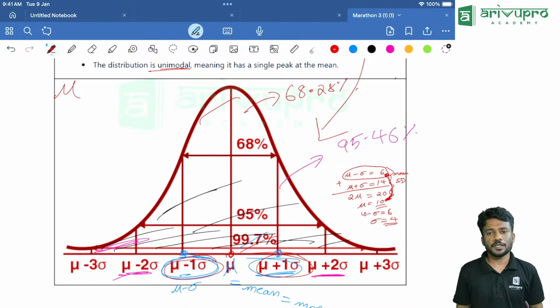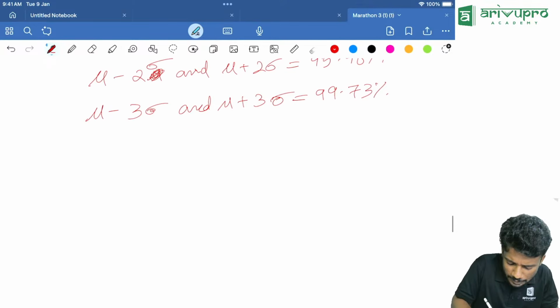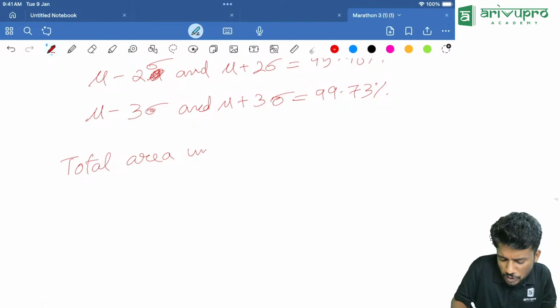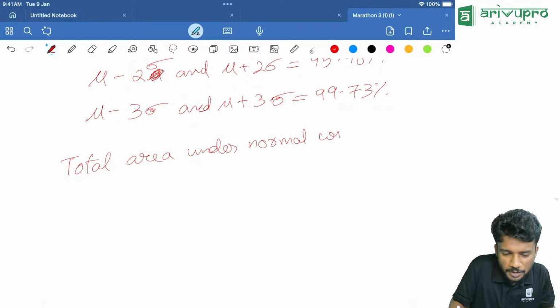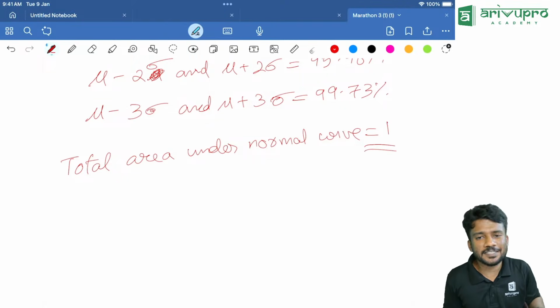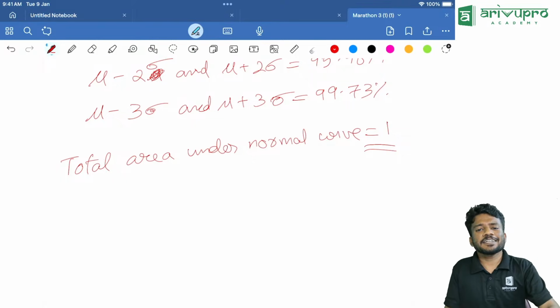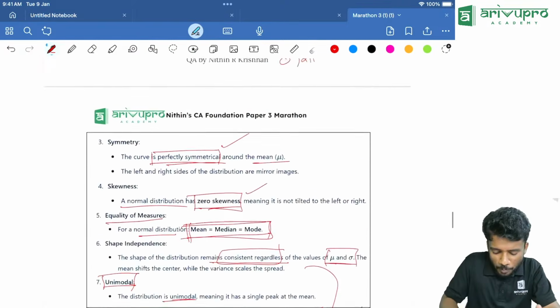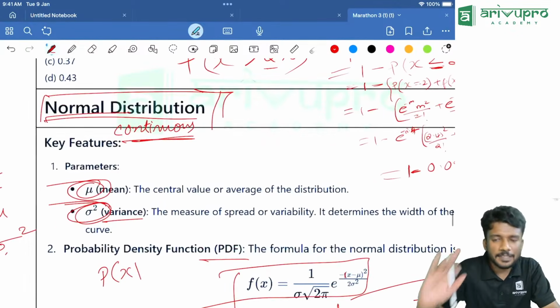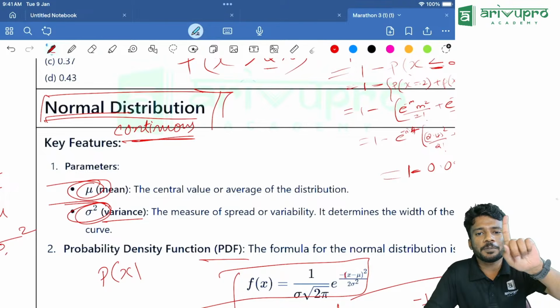Now people, what is the total area under the normal curve? You know that, which is equal to 1. Total area is 1. What are we discussing at the end of the day? We are talking about probability, correct? This is a probability distribution. So total probability is how much? The total probability is 1.